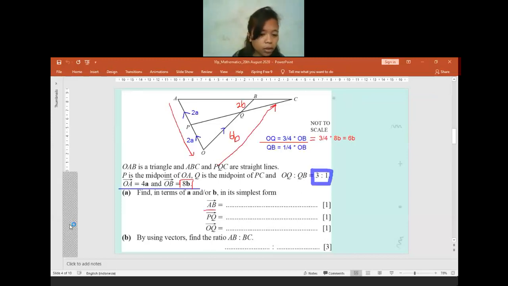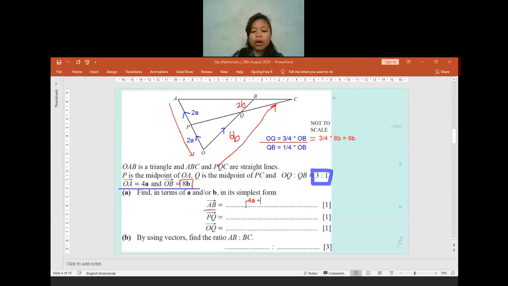Okay, now let us continue. So what vector is vector AB? We start from the A, go to O, and then from O go to B. Please look at the arrow properly. When the arrow is opposite, you have to put negative. When the arrow is in the same direction, you put positive. So what is the answer? Yes, the answer will be negative 4a plus 8b.